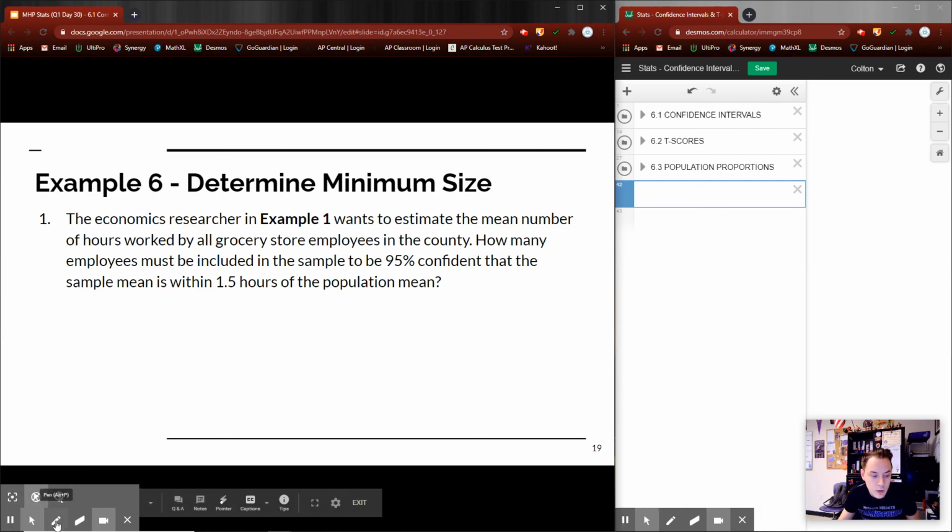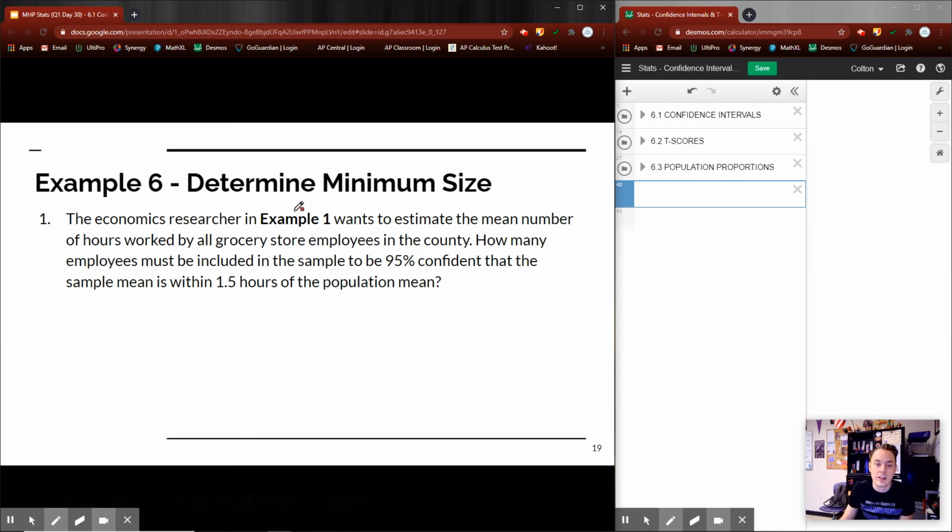So this example is wanting us to determine the minimum sample size. An economics researcher in example 1 wants to estimate the mean number of hours worked by all grocery store employees in the county. Now, how many employees must be included in the sample to be 95% confident? So now notice how we're kind of working backwards here. 95% confident that the sample mean is within 1.5 hours of the population mean.